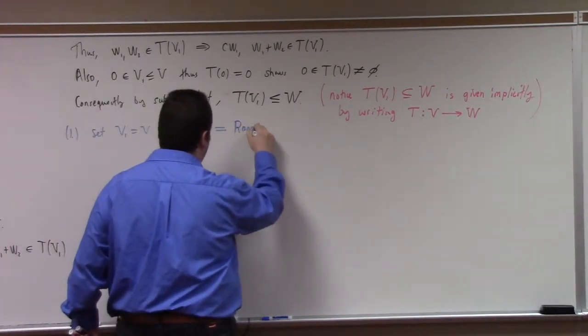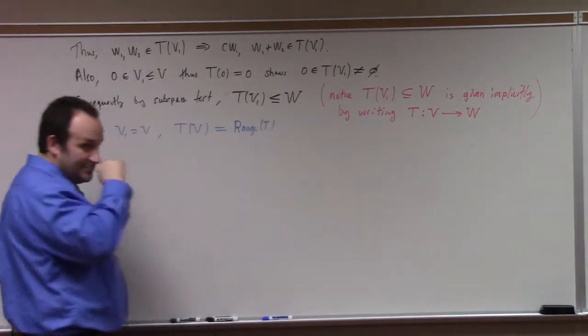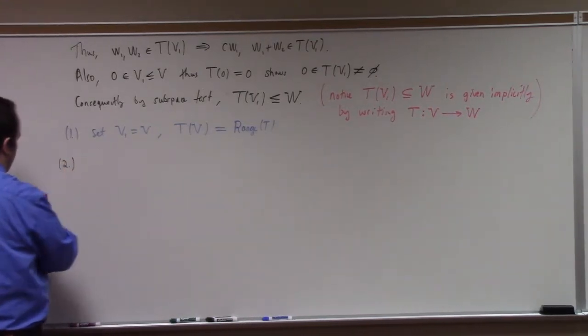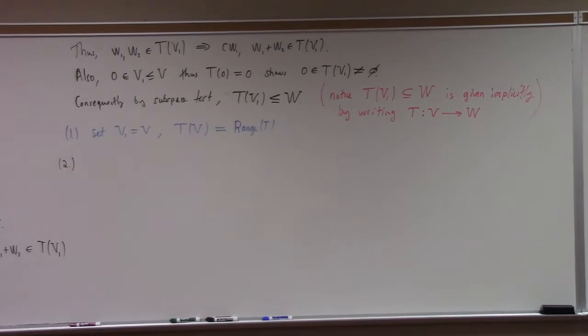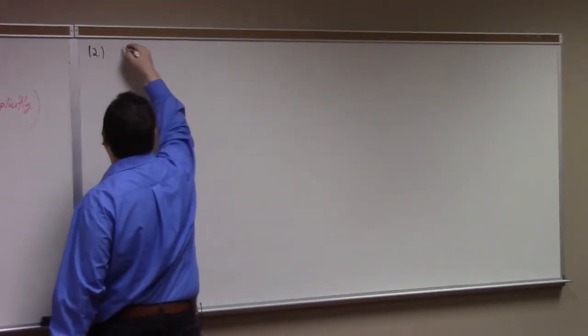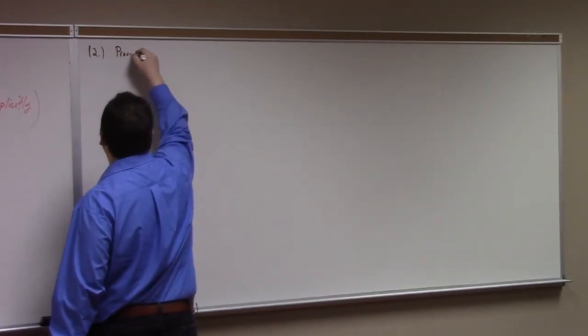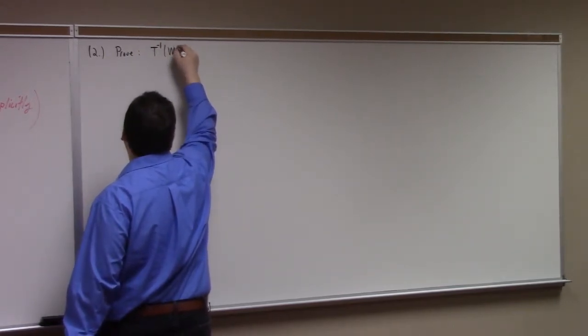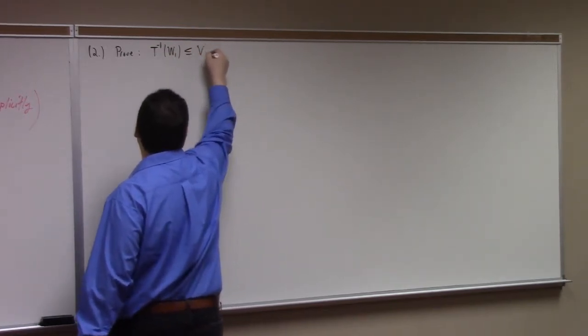So that's the range. That's the range of T, right? Or you could say the image of T. All right, let's look at the proof of 2, and then I'll try to spend the rest of the time on your questions. Number 2, and actually maybe I'll start 2 over here. Make sure I have enough room for it. So for 2, what's our goal? Prove that T inverse of W1 is a subspace of V, right?